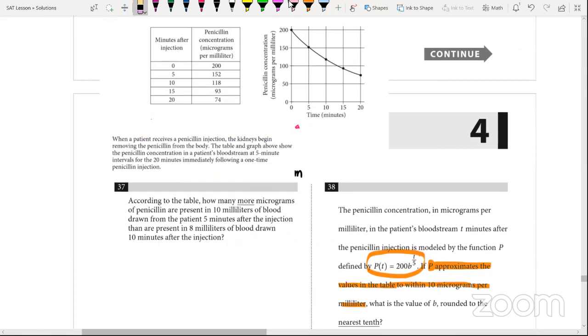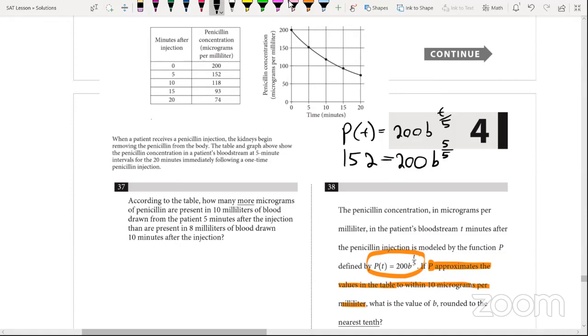Now, if we take the 0 and 200 and plug that in, the 0 causes the whole right-hand side of the equation to disappear, so we can't use that first value. But if we plug in 5 and 152, we have P of t equals 200b to the t over 5. And t is the time, so that's going to be our 5. So we have 200b to the 5 over 5, and that equals 152, because that's the value of P at that moment. P is the penicillin concentration. So now we've got something that we can solve for b.